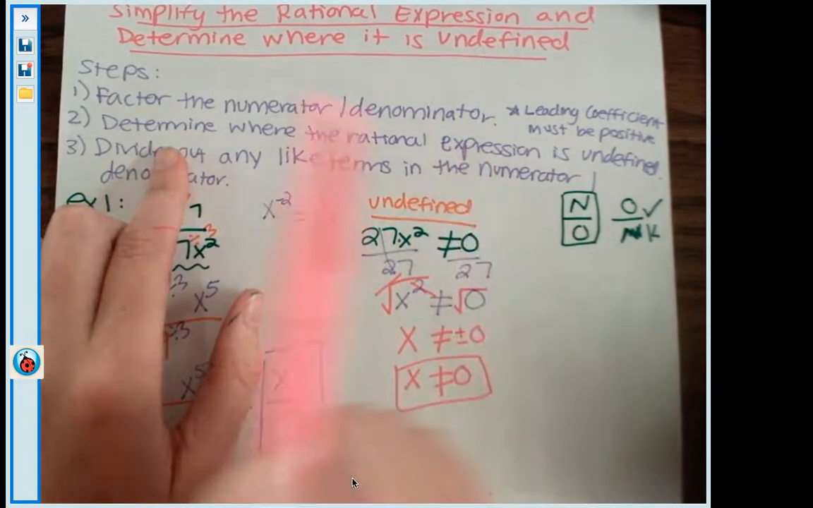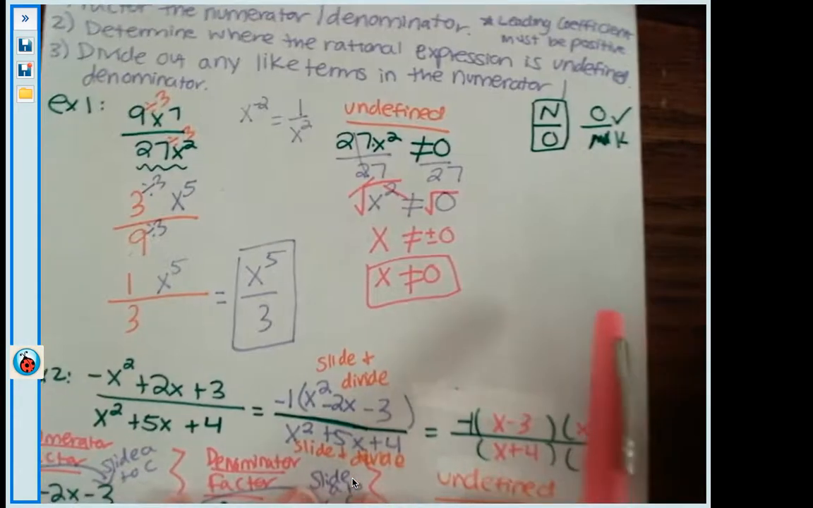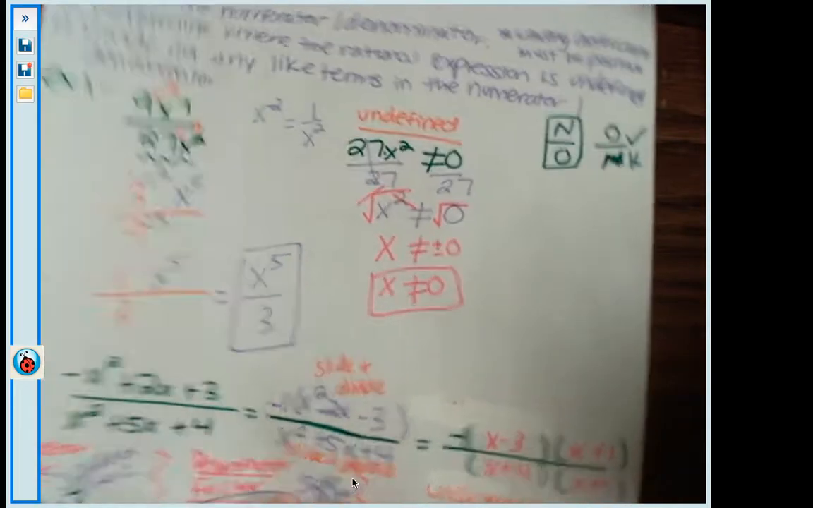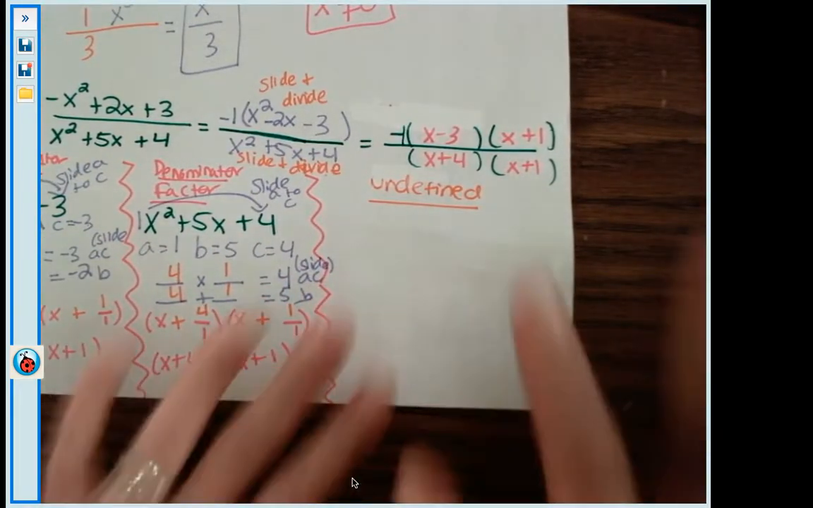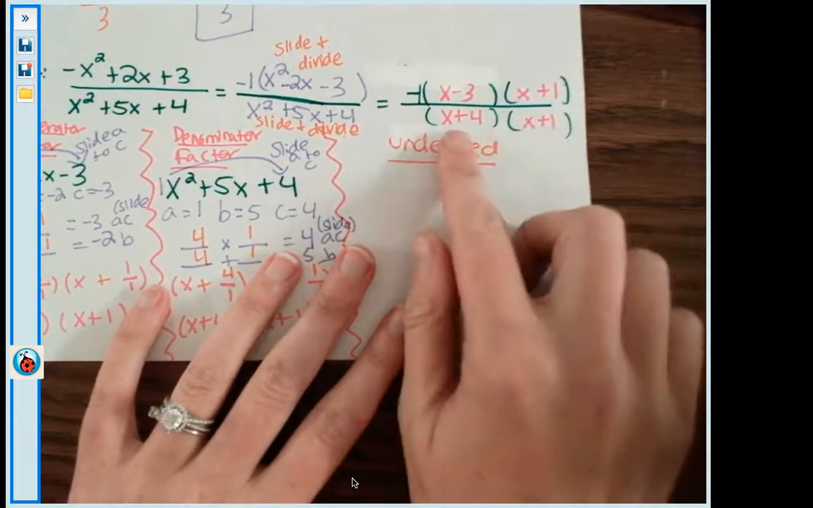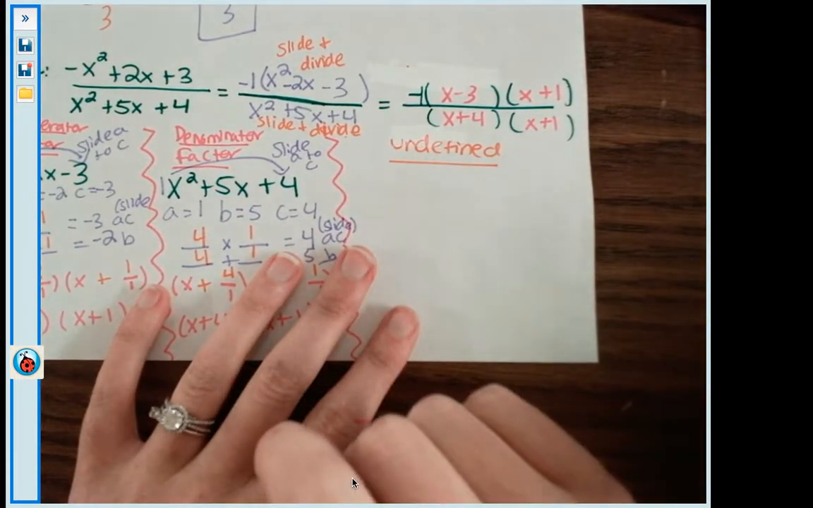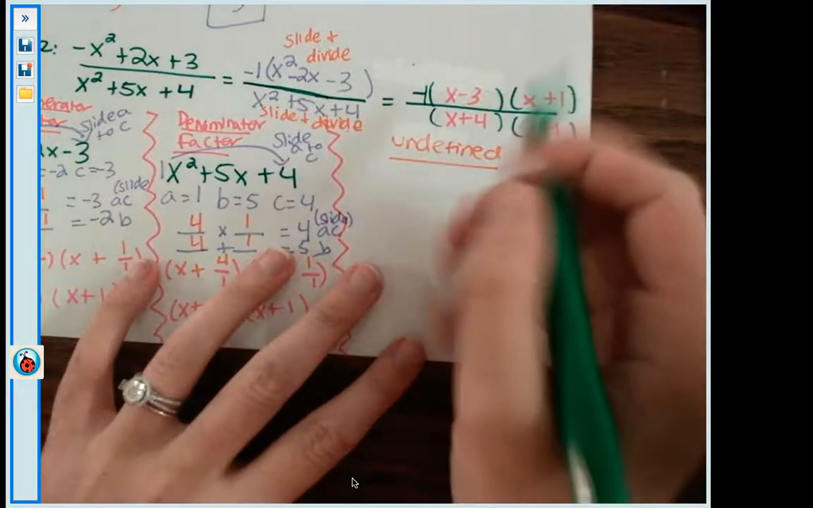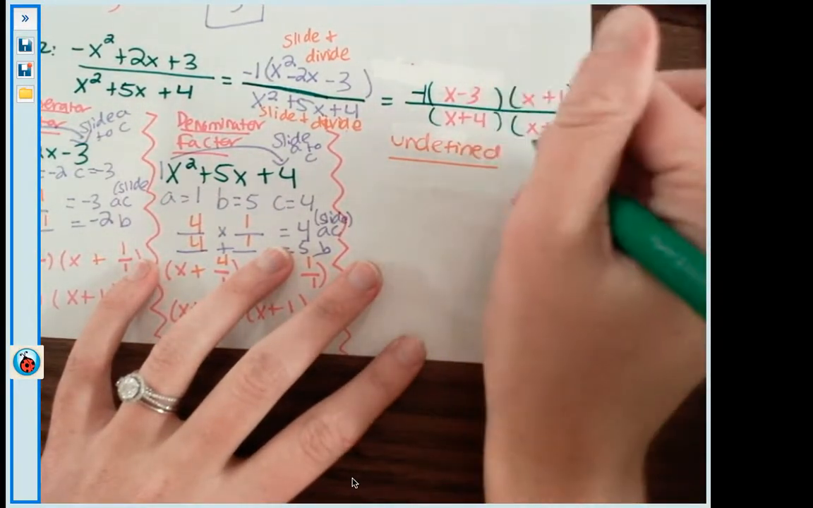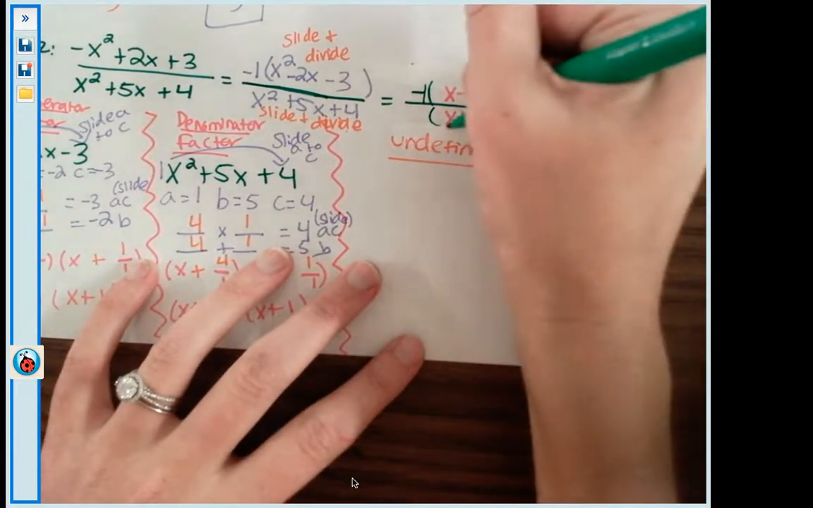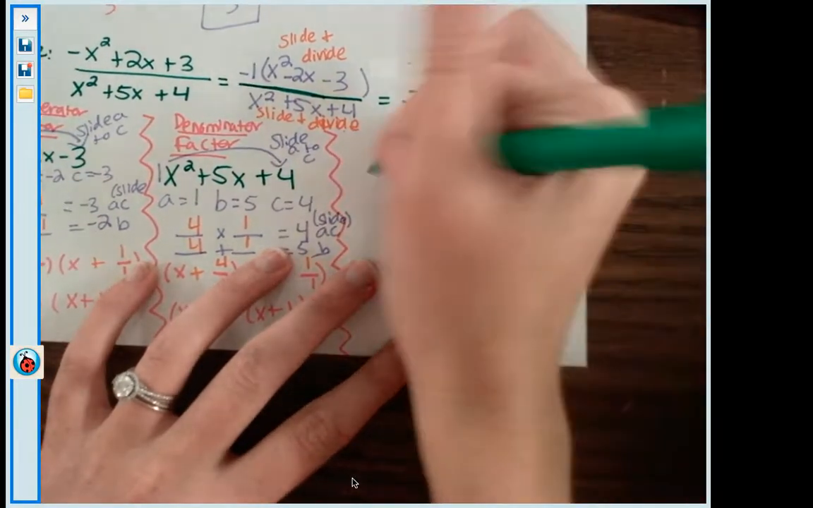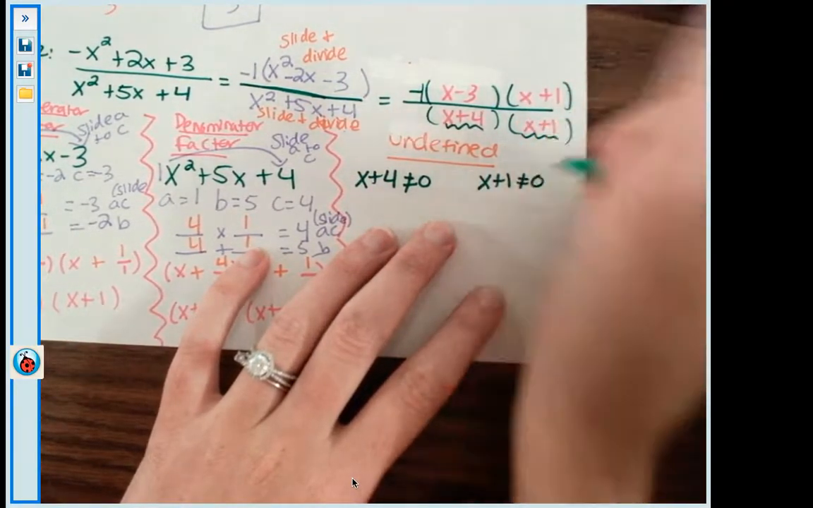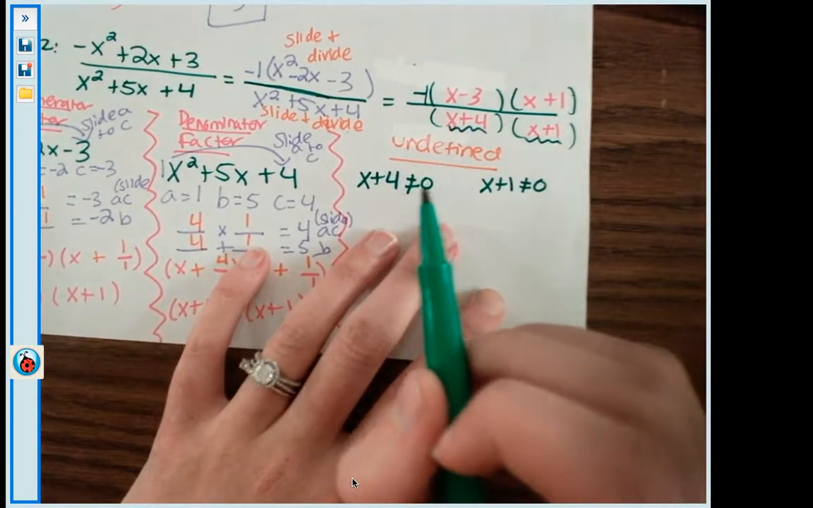Now it says determine where the rational expression is undefined. So just like we did up here, we're going to set every single factor in the denominator not equal to 0. So that means none of the factors will go to 0. Because if one of these factors is 0, 0 times anything is 0. So that's not allowed. Okay, so I look at my factors in the denominator, which are these two. I'm going to say x plus 4 cannot equal 0, and x plus 1 cannot equal 0. If any of those are 0, they will multiply to be 0, which is not allowed.